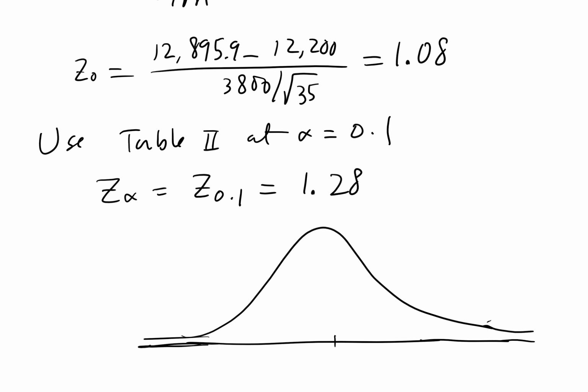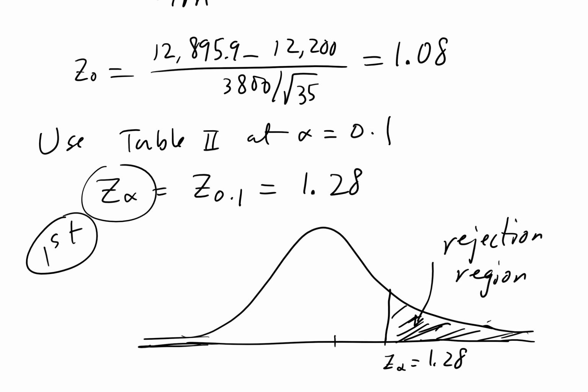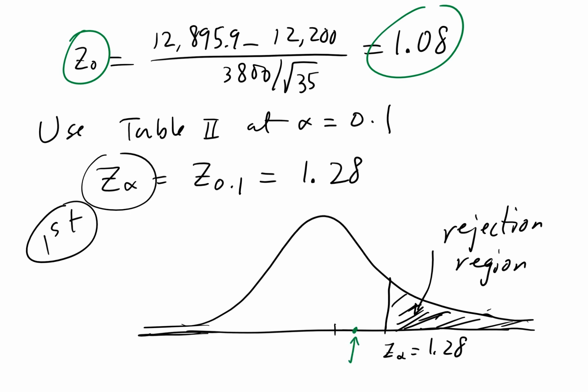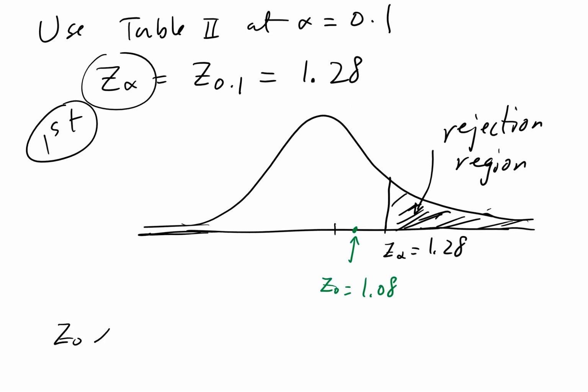And what we have here, I always label the Z sub alpha first on the graph. Z sub alpha, say it's here, Z sub alpha is 1.28. And it's a right tail test, so this is the rejection region. Now we are going to look at Z sub 0. Z sub 0 was 1.0 something, so it's less than that one. So say it's here, Z sub 0. Did Z sub 0 fall in the rejection region? No. So Z sub 0 is less than Z sub alpha.